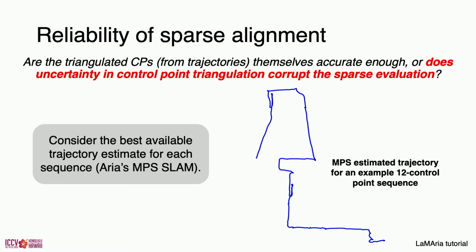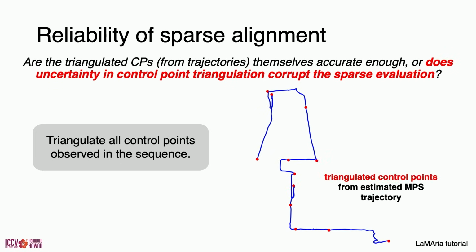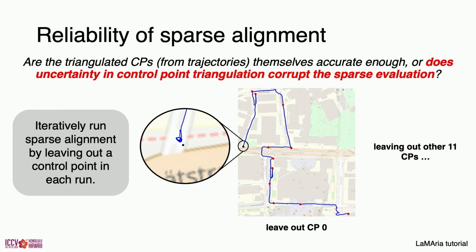In this case, I will discuss this in the later sections, but this is Aria SLAM. And I think based on the leaderboard images from all the previous talks, we worked with Aria SLAM in checking the reliability of our sparse alignment. So consider this trajectory, which is a 12 control point sequence. What we do is we triangulate the control points from this estimated MPS trajectory. And then we iteratively run sparse alignment by leaving out a control point in each run.